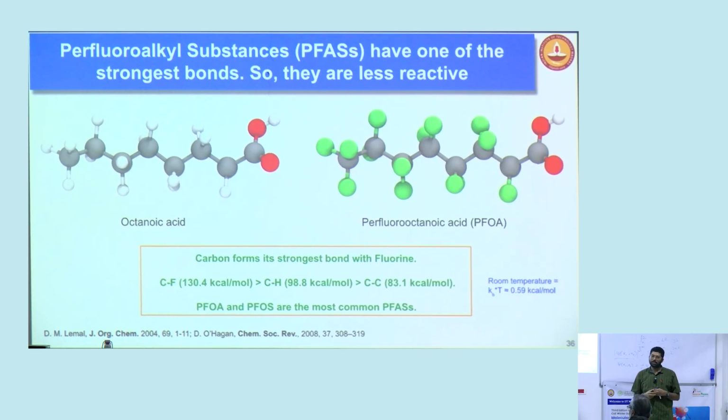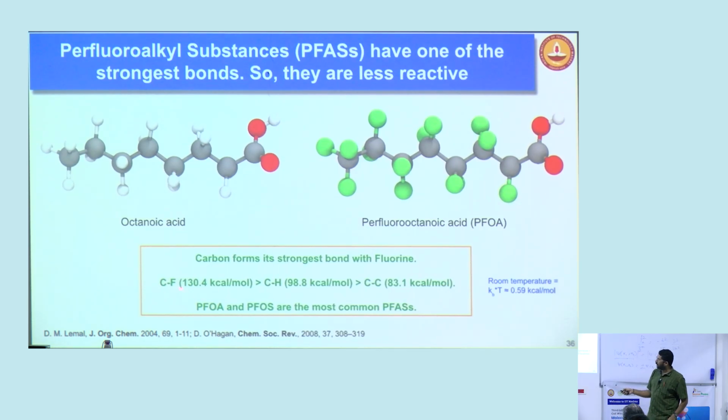So PFAS are the water pollutants. If you consider any hydrocarbon, you know that there will be carbon-hydrogen bonds. If you replace every hydrogen with a fluorine bond, that is called a perfluoroalkyl substance. If you replace only some of them, that is called a polyfluoroalkyl substance.